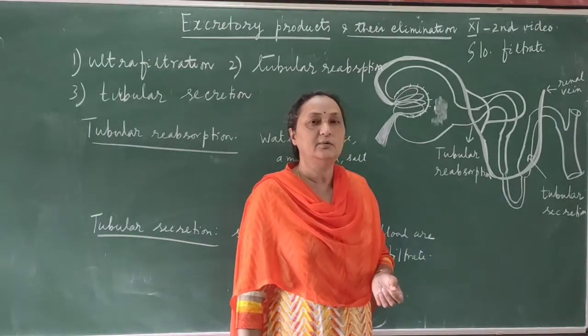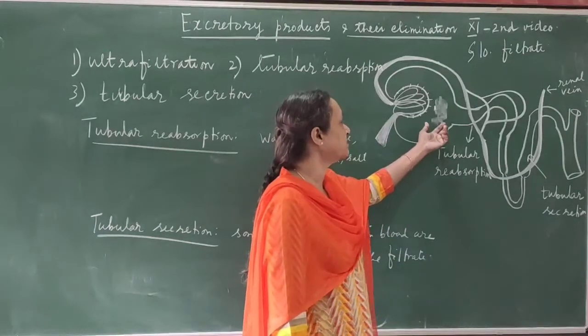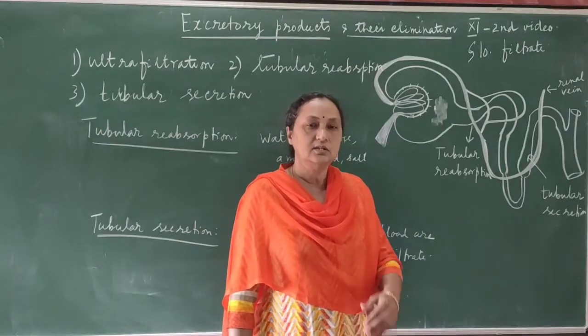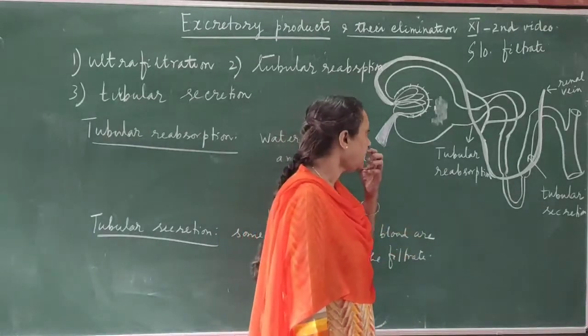And the process can take place either actively or passively. Actively, there is requirement of ATP. And in the inner wall of the Bowman's capsule, there are many mitochondria present and they can produce the energy. So this energy can be used for the reabsorption process.